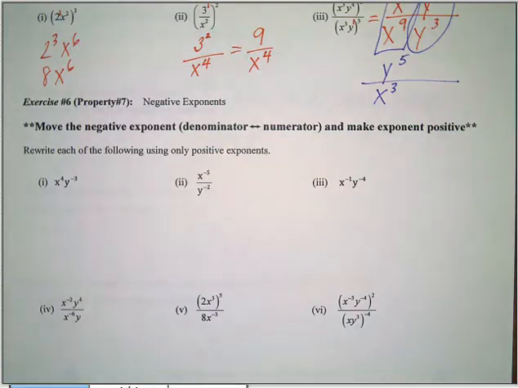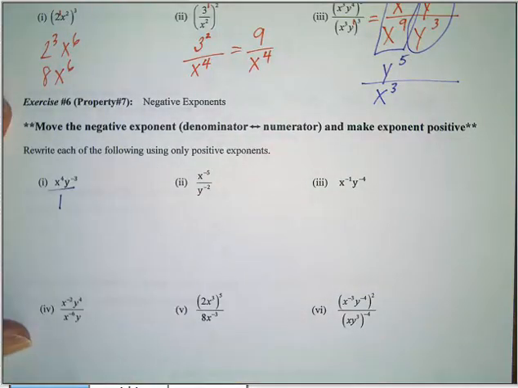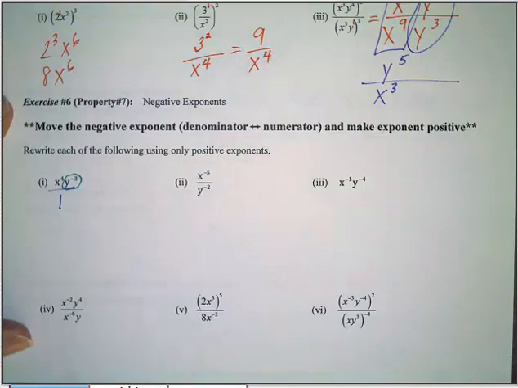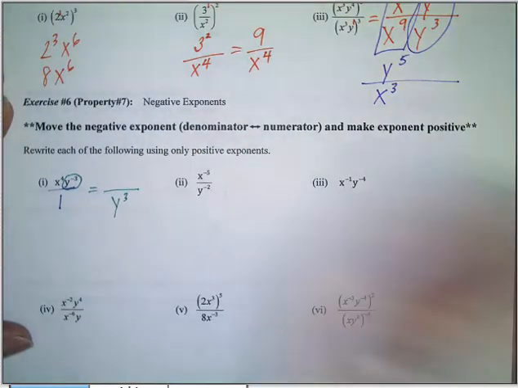All right. So the first one, remember the denominator is 1 if there isn't one. So I need to move this negative exponent, y to the negative 3, to the bottom and make the exponent positive. And I'm going to leave my x to the fourth on top.